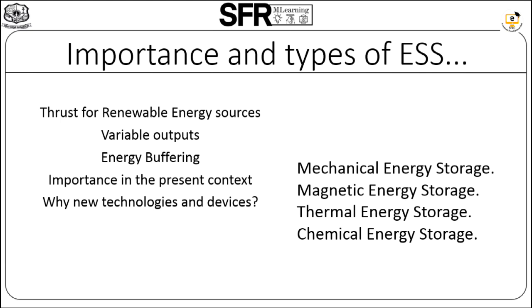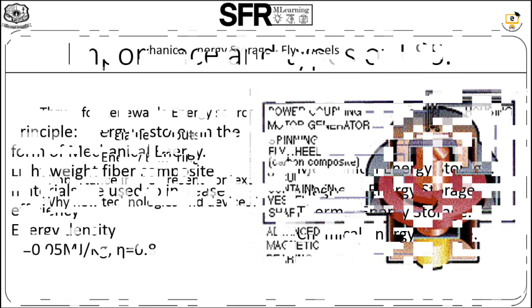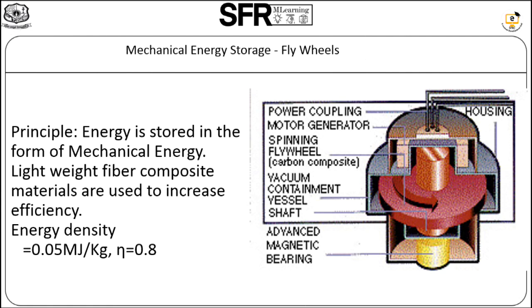ESS means energy storage systems. The first type is mechanical energy storage, the next is magnetic energy storage, third is thermal energy storage, then fourth is chemical energy storage. First we are going to see mechanical energy storage with the help of an example of flywheels.